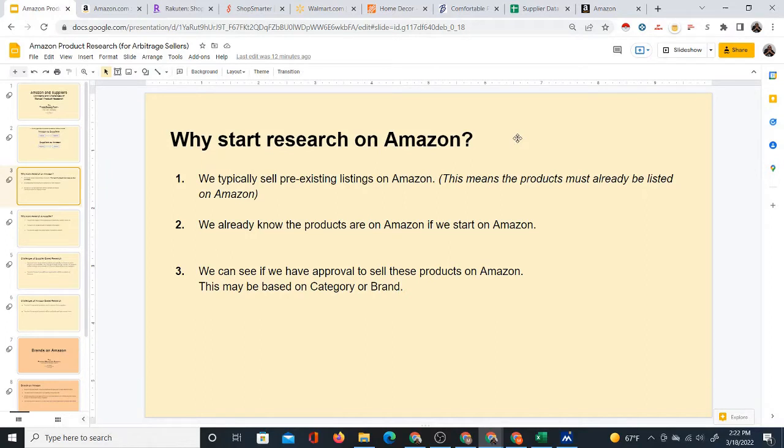Now, the thing we need to understand first is that typically we are selling pre-existing listings on Amazon. This means that the products are already listed or must already be listed on Amazon. So if you're coming from eBay, for instance, or Facebook Marketplace, it's very different where you are creating brand new listings all the time on those platforms.